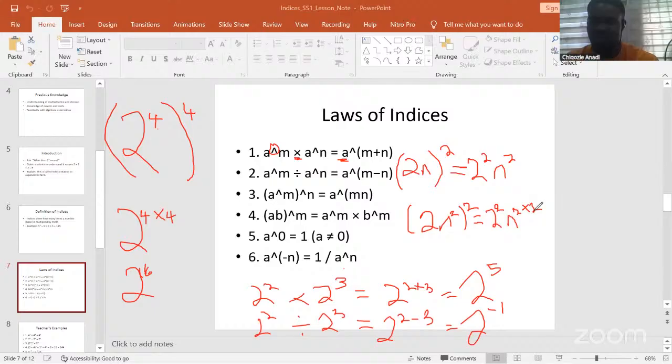That will give you 2 raised to the power what? 4. So, n, 2 raised to the power 2 and n raised to the power what? 4. Yeah. Did you get it? Yes, sir. Very good. So you need to understand that rule very, very well. Okay?